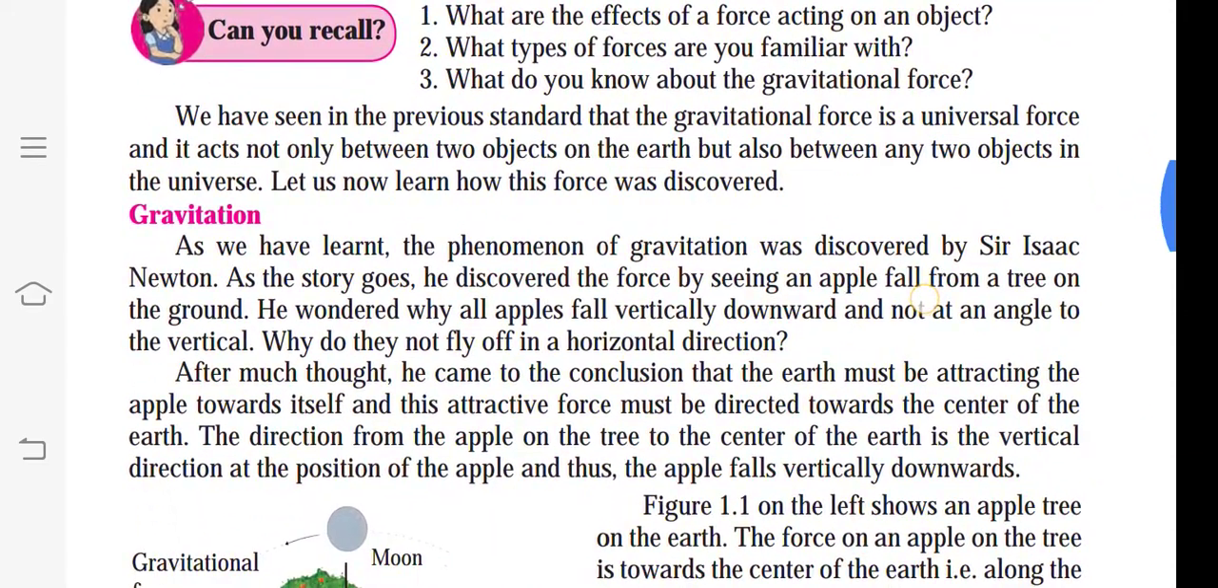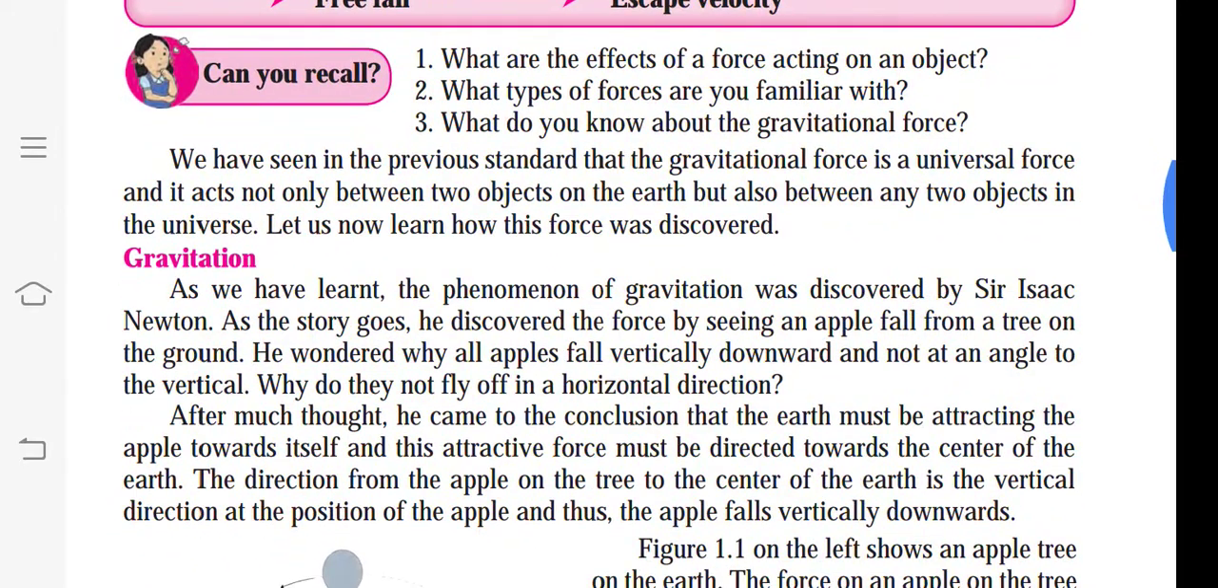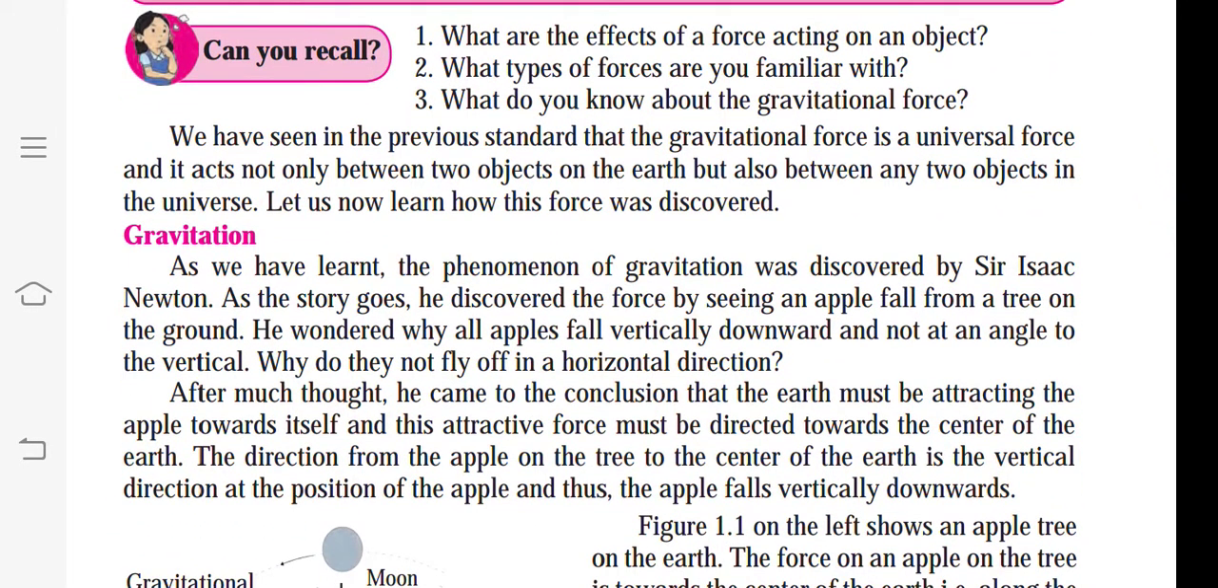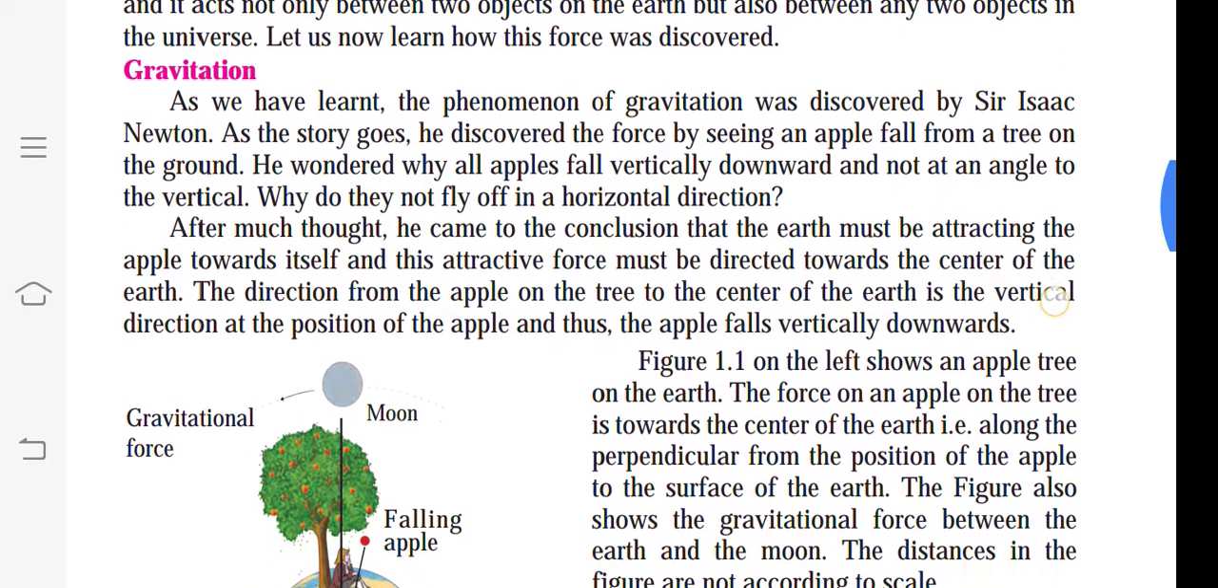Now here in 10th standard, the first topic is gravitation. Starting from this, we have seen in the previous standard that the gravitational force is a universal force, and it acts not only between two objects on the earth but also between any two objects in the universe. That means gravitational force is applicable to the universe also.